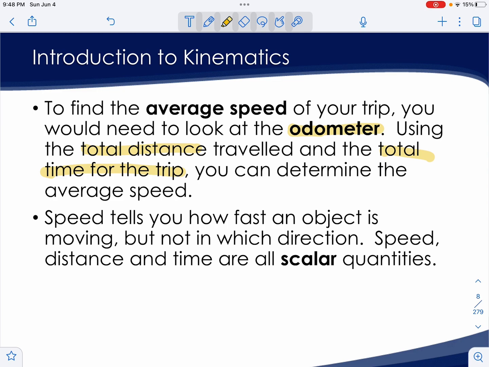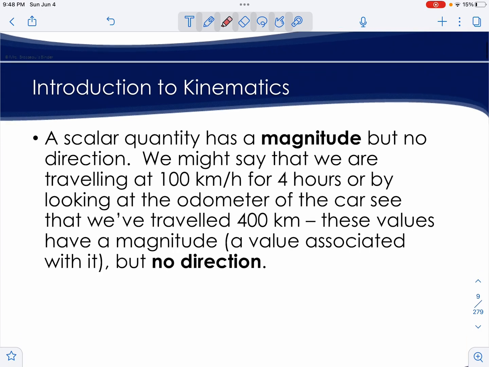Speed tells you how fast an object is moving, but not in which direction. Speed, distance, and time are all scalar quantities. So here's our second term for our definitions: scalar. A scalar quantity is something that just has magnitude. So when we say we're going 50 miles per hour, we just know how fast something's going. And if we say it took 5 hours to drive to San Luis Obispo, we just know that it's 5 hours. We just know it's a magnitude, okay? A scalar quantity has a magnitude, but no direction.